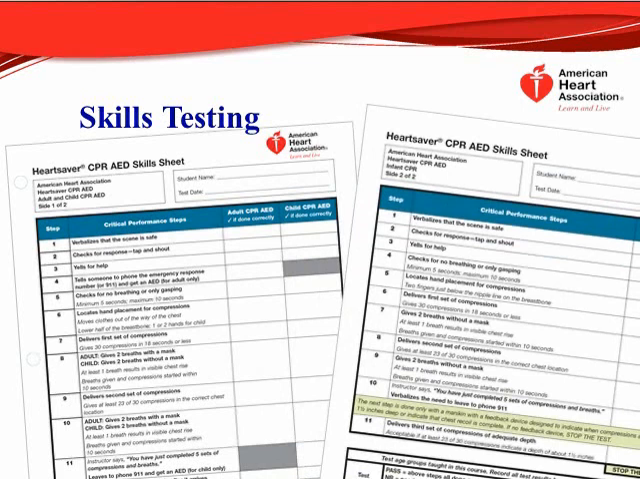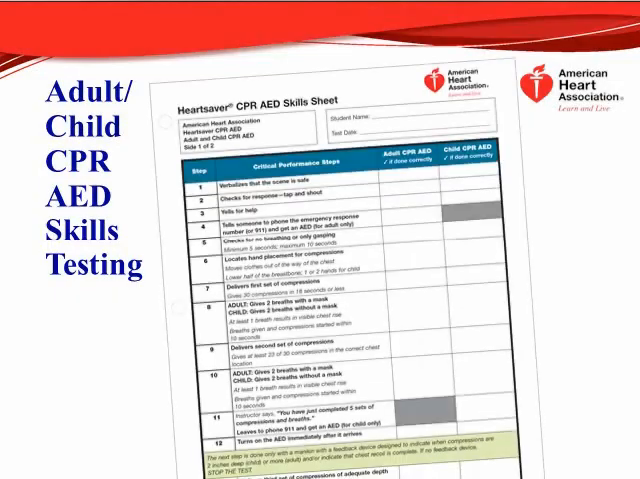Again, the adult and child CPR AED are differentiated, so you will see the skill sheet provides separate columns, one for adult CPR AED skill testing and one for child. Now let's look closer at each sheet. Again, the objective is for students to learn and perform each requirement according to the skills sheets. You will use the sheets to test and validate students' skills.